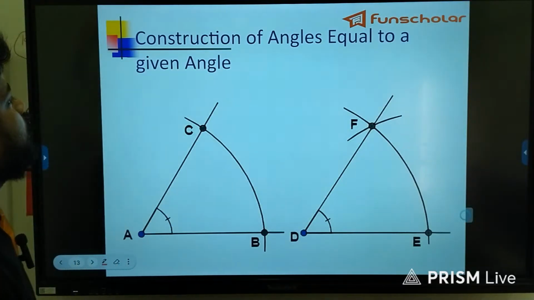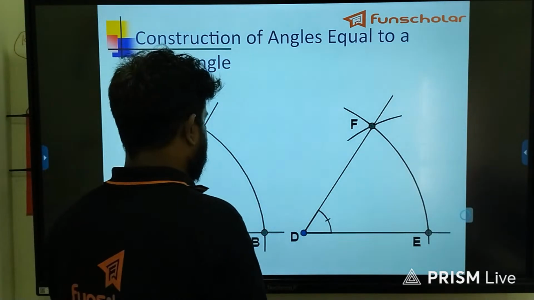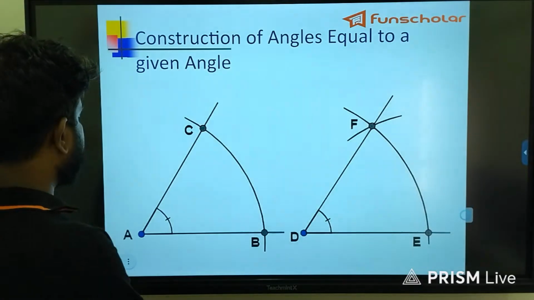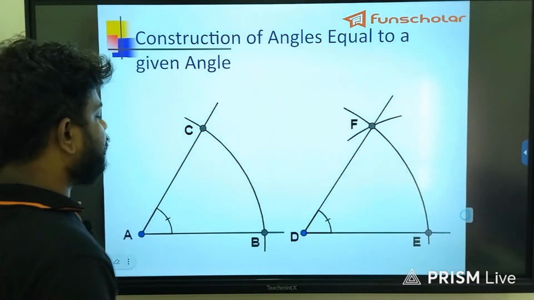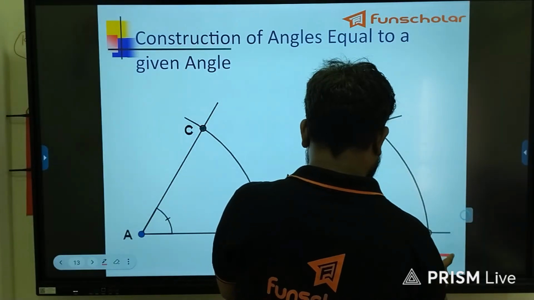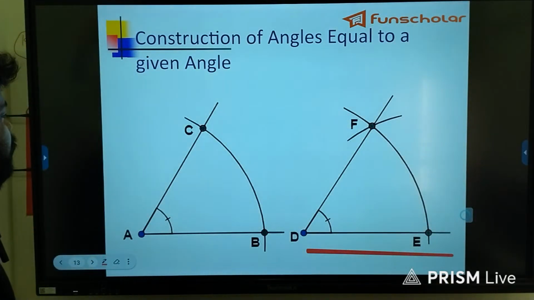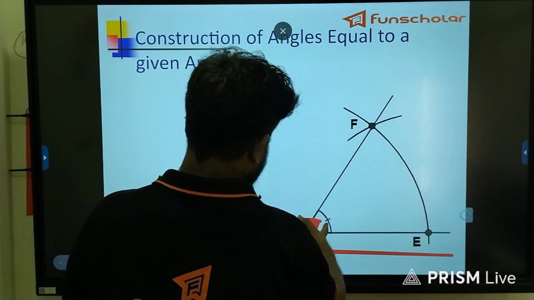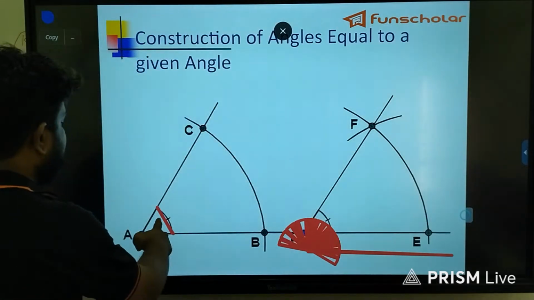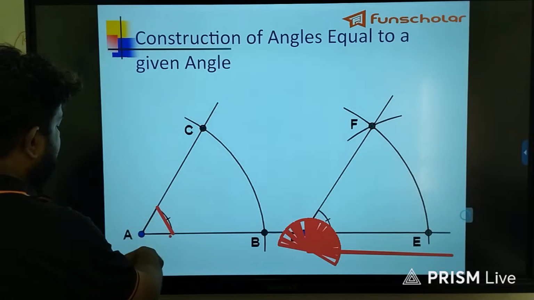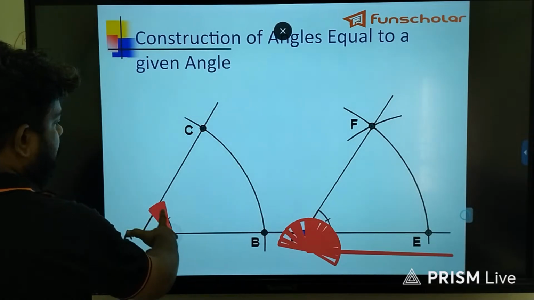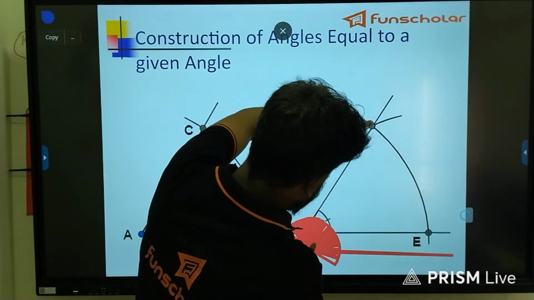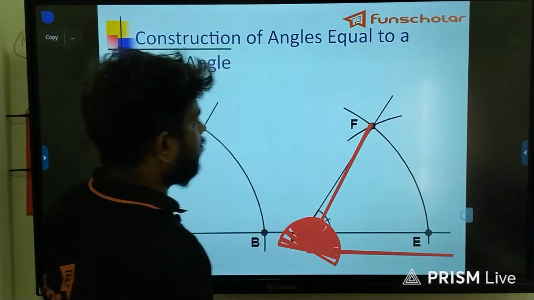The next one, construction of an angle equal to a given angle. Okay, like this one, we have to draw a construction which will be equal to this angle. To do that, first we have to draw a line segment like this. Then we have to take the measurement from here to here, and draw it like this. After that, we have to take the measurement and cut it out like here. So if I put this here, we have to cut it like here, and then I will join these two lines and look at this.